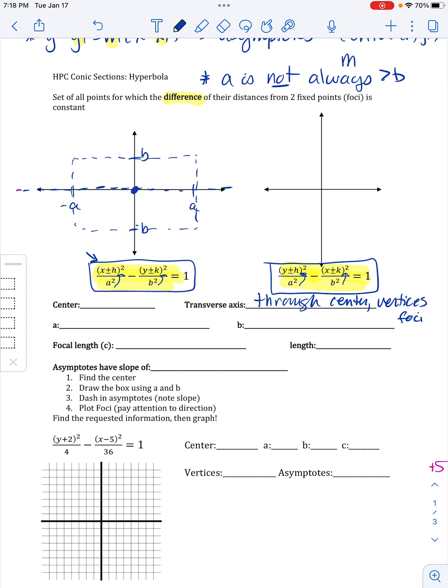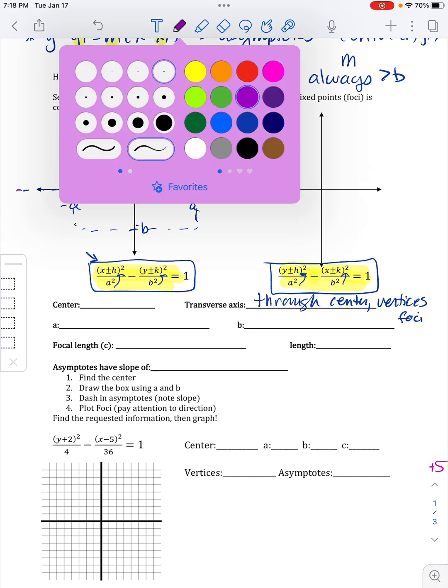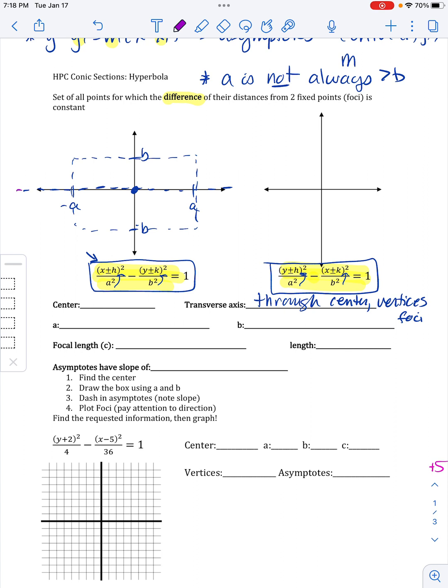Now, your focal points are going to, again, lie on that transverse axis. Since X was first, they're going to be on the X. They're going to be on the outside of the box somewhere, and they're going to lie inside of the curve. Just like with the ellipse, where they were inside of the ellipse, these will be inside of the hyperbola, but they are outside of that boxed region.